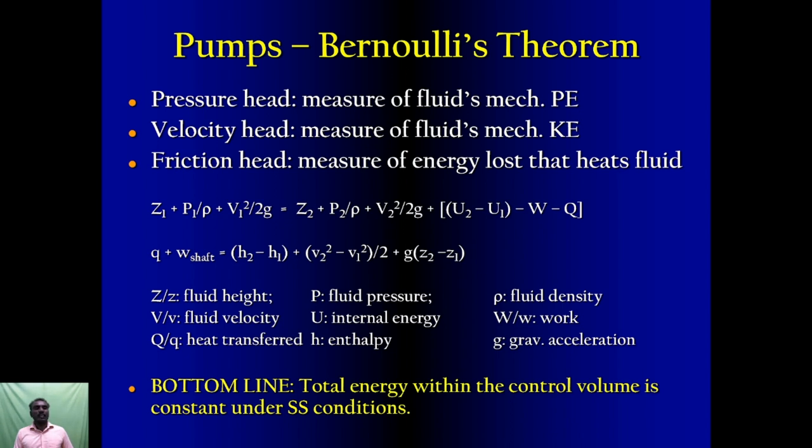The equation is actually Z1 plus P1 divided by rho plus V1 square divided by 2G is equal to Z2 plus P2 divided by rho plus V2 square divided by 2G plus U2 minus U1 minus W minus Q. Z is the fluid height, V is the fluid velocity, Q is heat transfer, P fluid pressure, U internal energy, H enthalpy, rho fluid density, W work, G means gravitational acceleration. The bottom line, the total energy within the control volume is constant under the steady state condition.